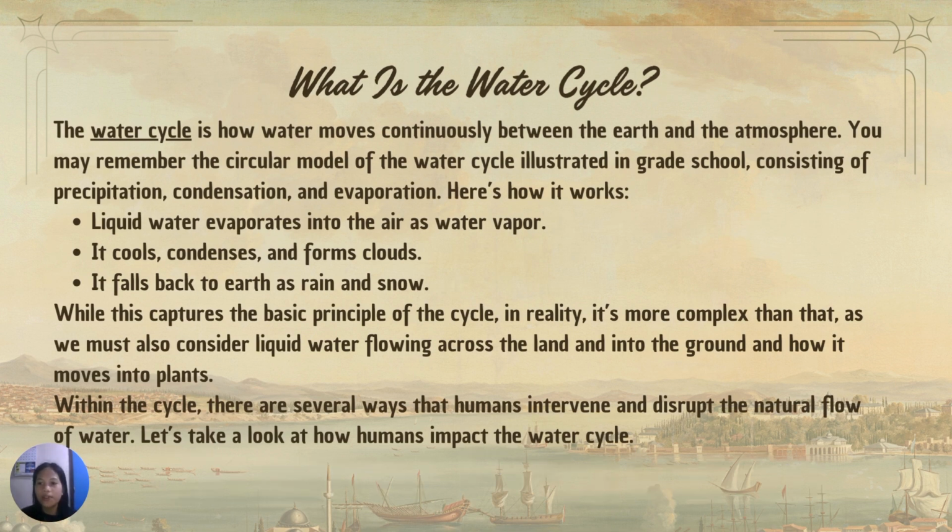The water cycle involves the movement of water through evaporation, condensation, precipitation, and flow across land and into plants. Human activities such as pollution, deforestation, and extraction disrupt this natural process, leading to environmental issues like water scarcity and contamination. Understanding these impacts is essential for sustainable water management.